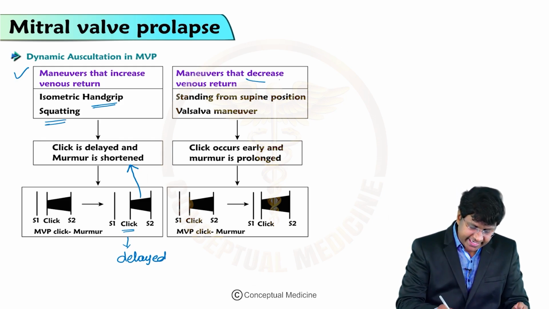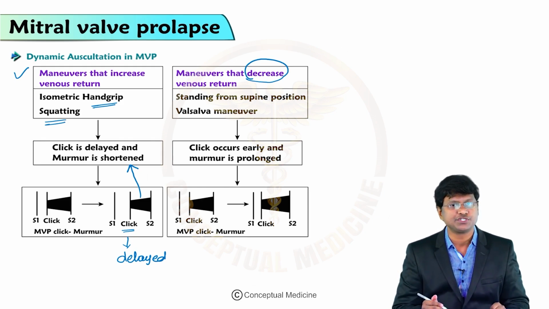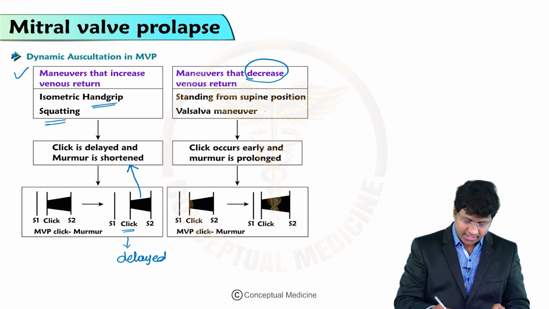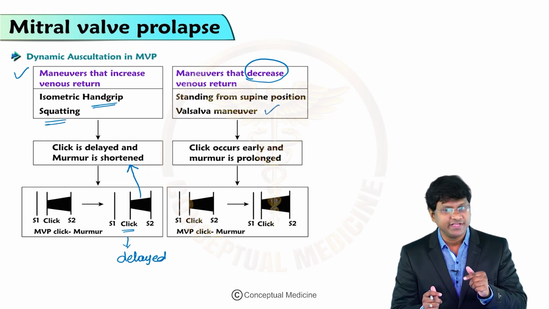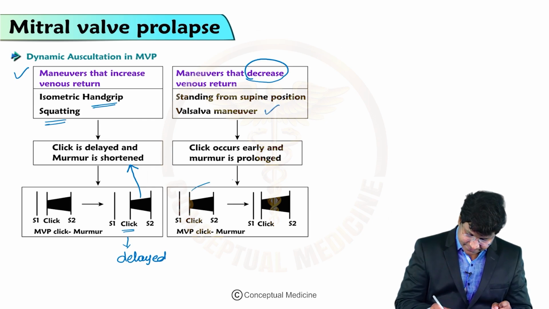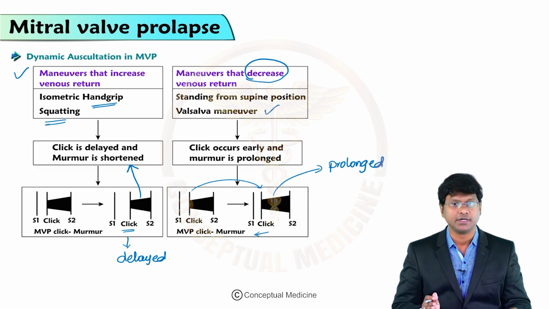And you take any maneuver that will decrease the venous return. What are those maneuvers? Like standing position from supine or like Valsalva maneuver. In these maneuvers, the venous return is reduced. So when venous return is reduced, what will happen to the click? The click occurs early, and the murmur is prolonged. That is the dynamic auscultation in mitral valve prolapse.